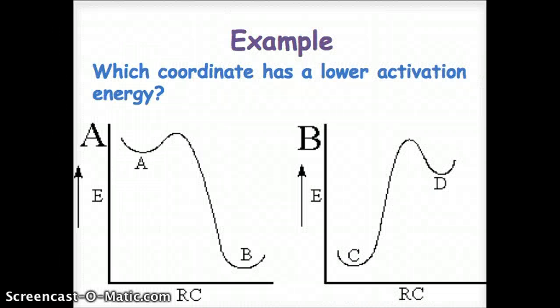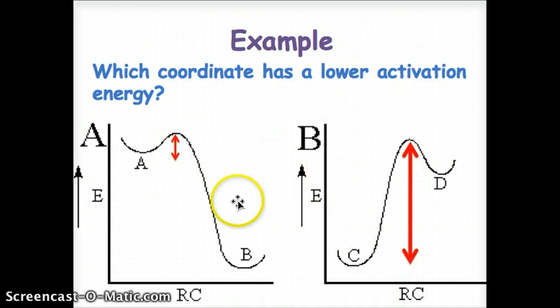So here's an example. Which coordinate has a lower activation energy? You start drawing your arrows, from the very bottom all the way to the very top. So they should look like this. A is your reactants, you start there, then you go all the way up the hill, and that would be your activation energy, or the energy needed to start your chemical reaction. Down here, you start down here, and then you go all the way up the hill. That would be the activation energy, which is the energy needed to start a chemical reaction.